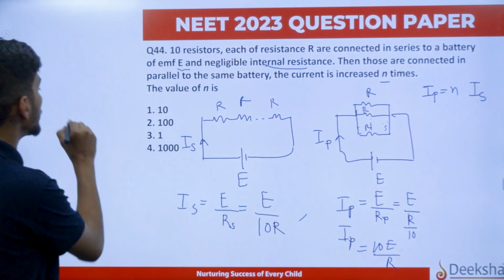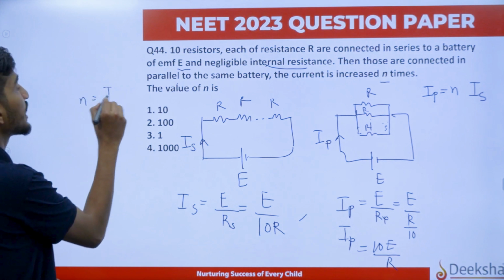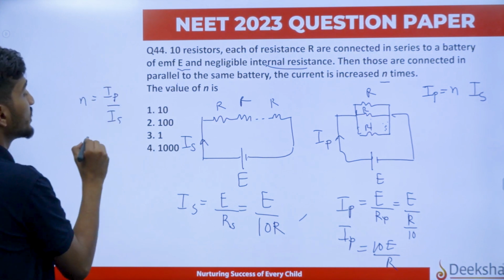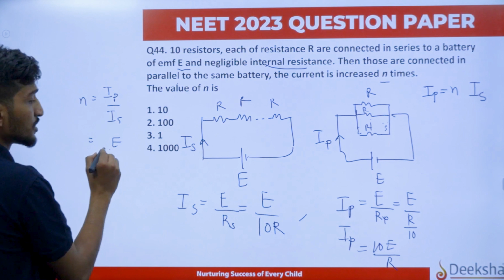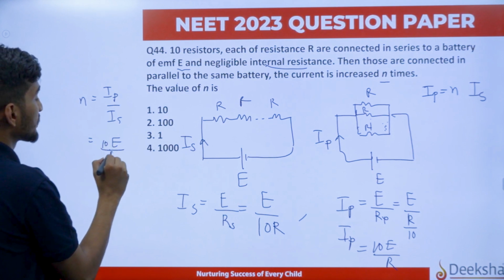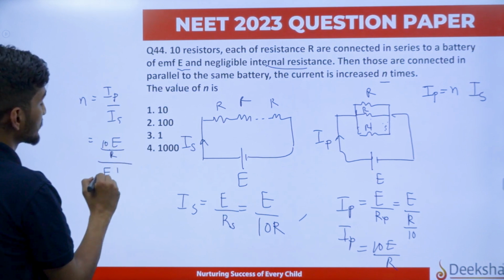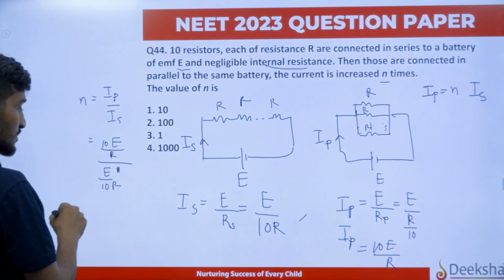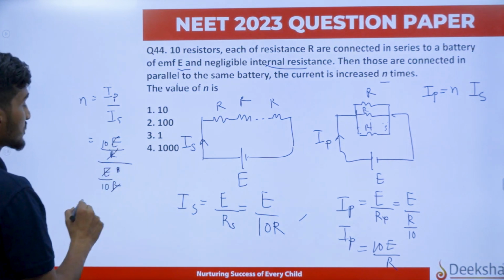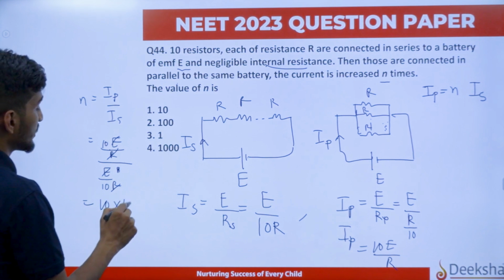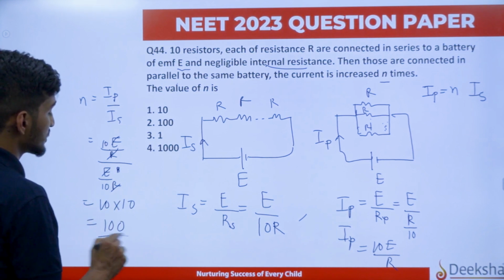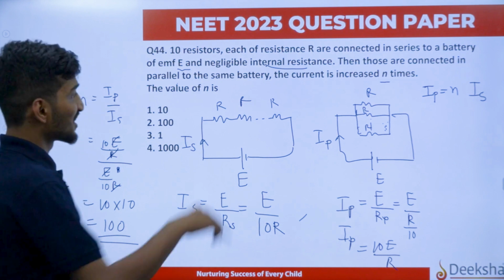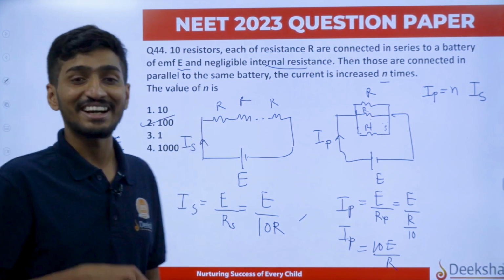Let's find out this N value. This N value is nothing but IP by IS. So it is nothing but 10 E by R divided by E by 10R. Correct? E by R cancels out. 10 into 10 is the answer, or 100 is the answer. Get it? 100. Option number 2 should be the correct answer for this question.